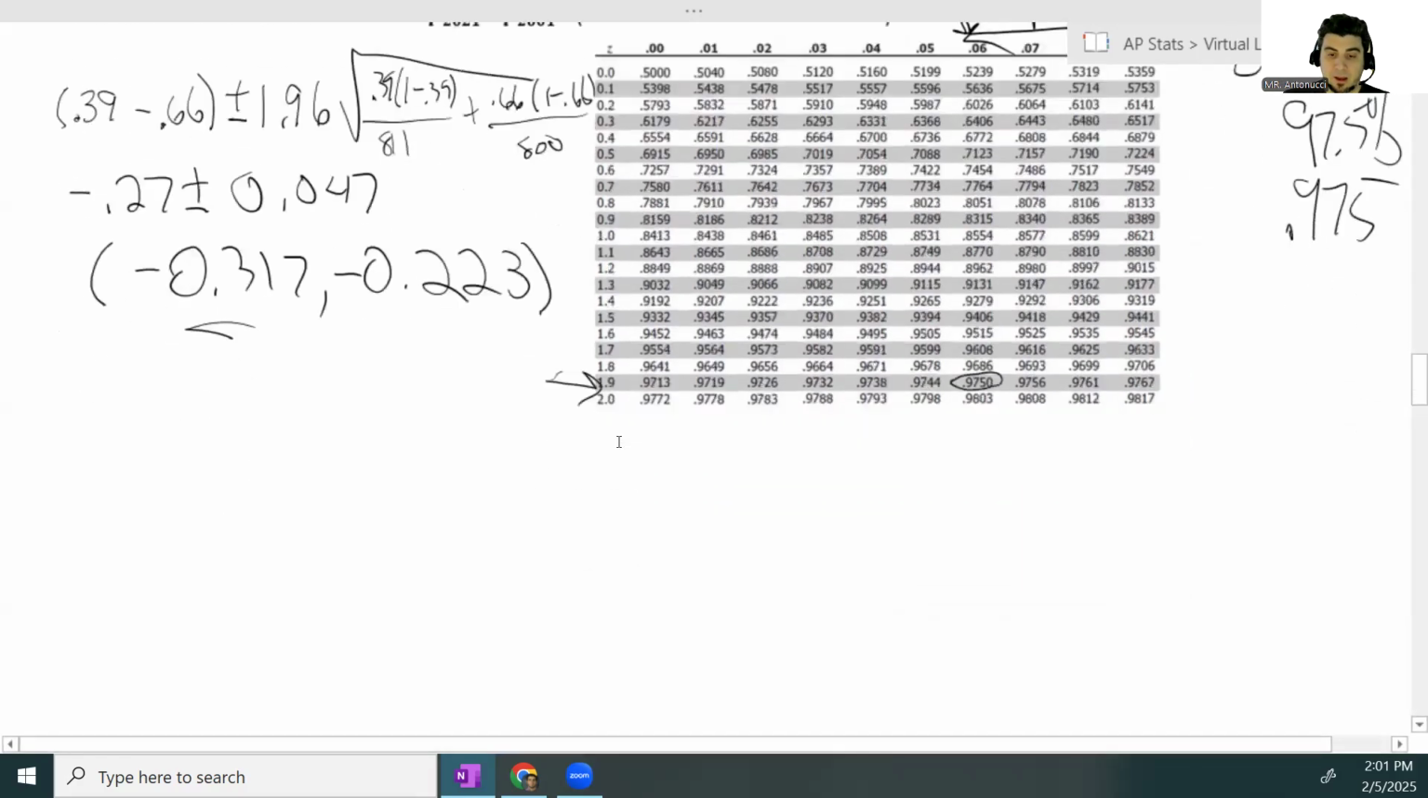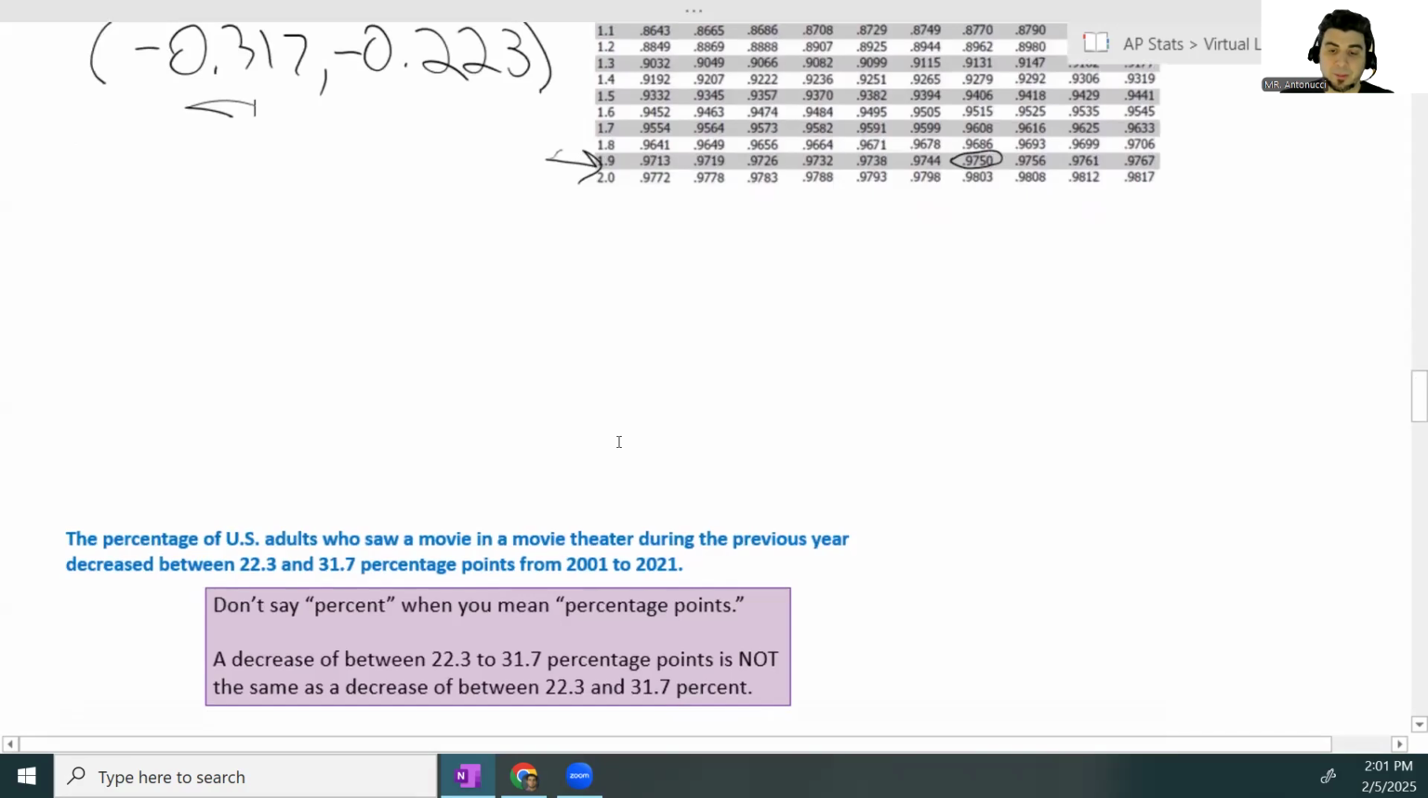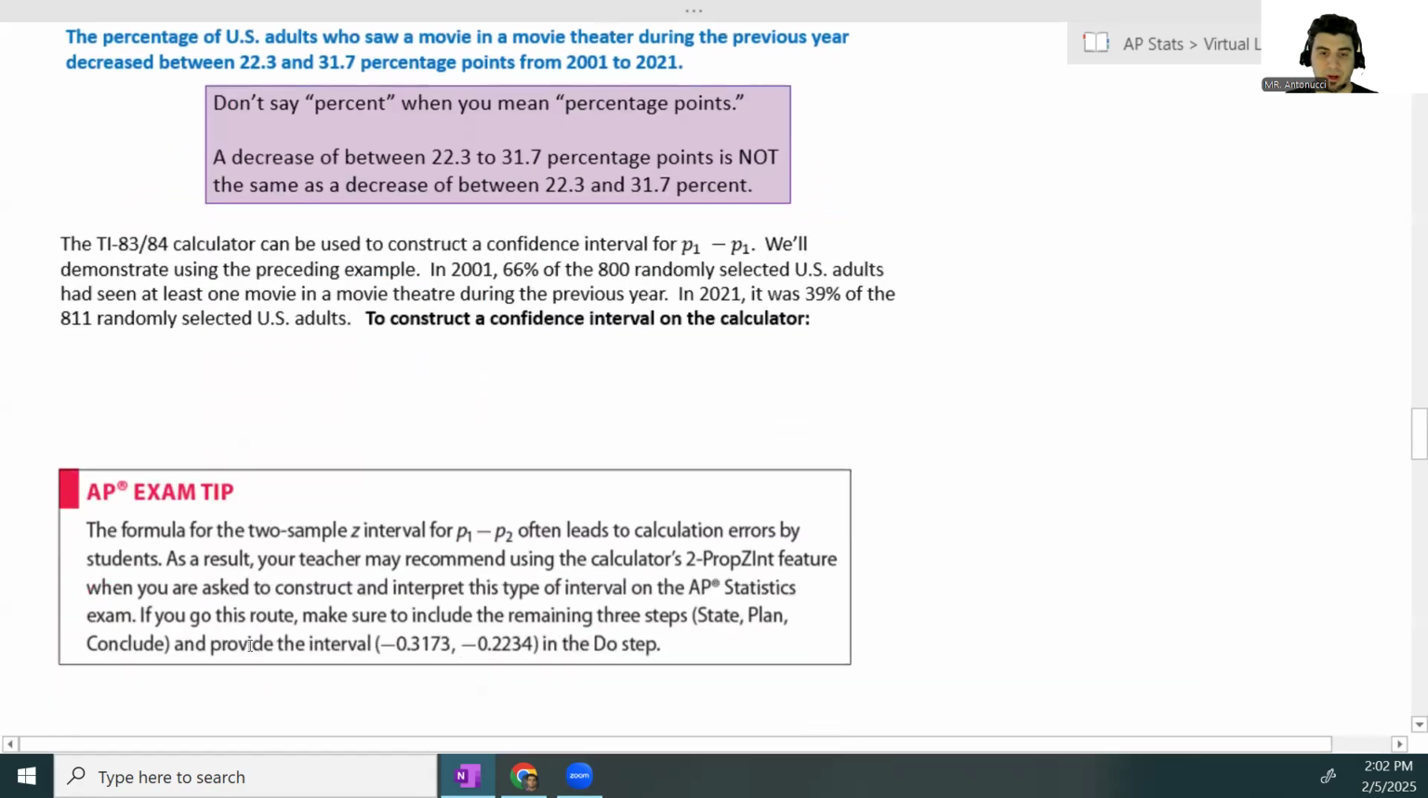Now, a couple things to remember is we don't want to say percent when we mean percentage points. Okay, so the decrease between 22.3 and 31.7 percentage points, that's not the same as a decrease of 22.3% to 31.7%. So there's a difference between percentage points, which is just how much the raw percentage went down, versus a percentage increase or decrease, which is a percent of some other whole.